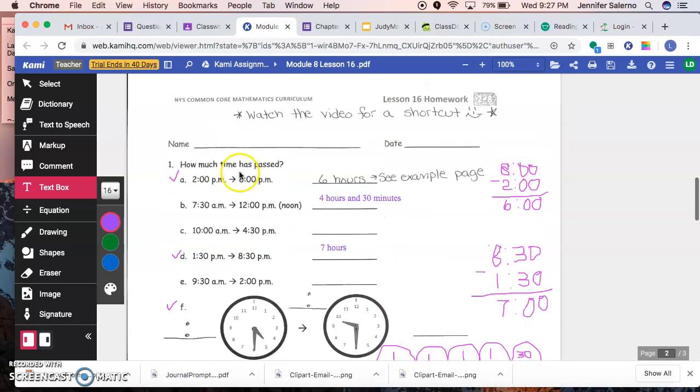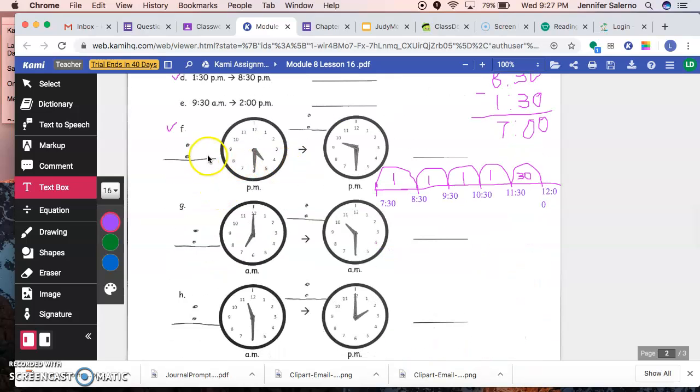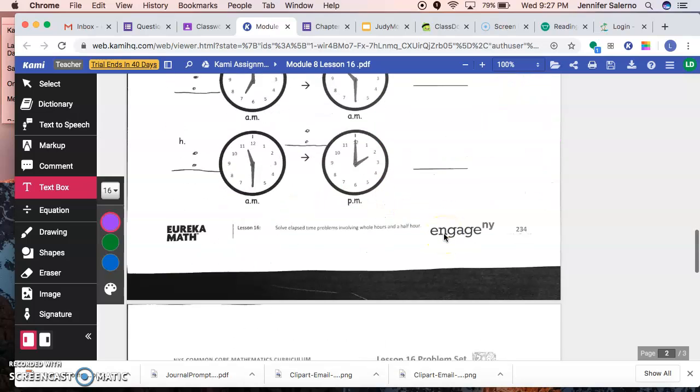And that's it. Here they're already giving you the time, and then on these you have to type in the times, and then over here you have to write the elapsed time, okay? So that's all you're going to do with the clocks. You have to type in your times and then write the elapsed time over here on the line.